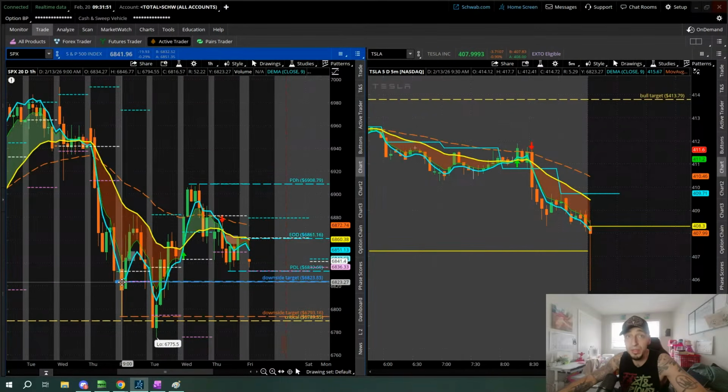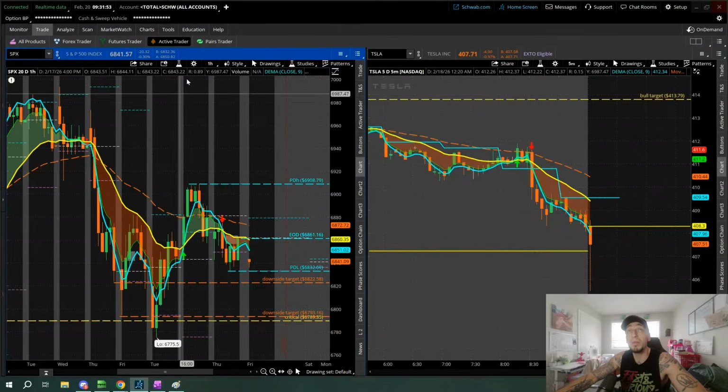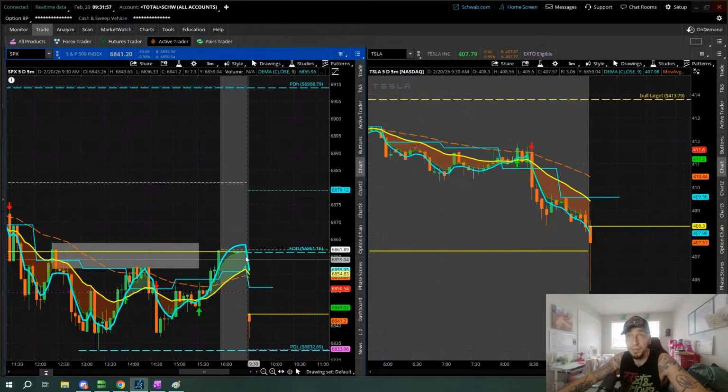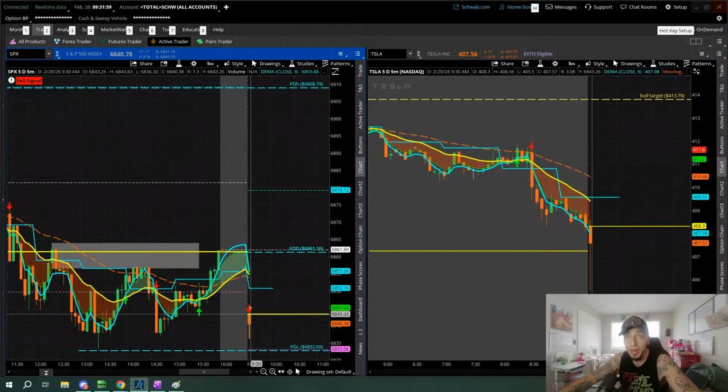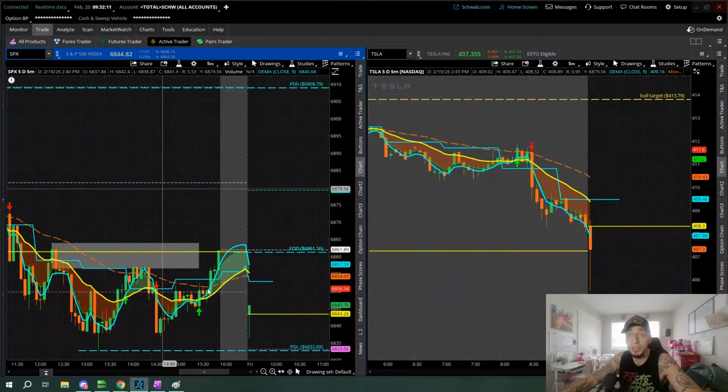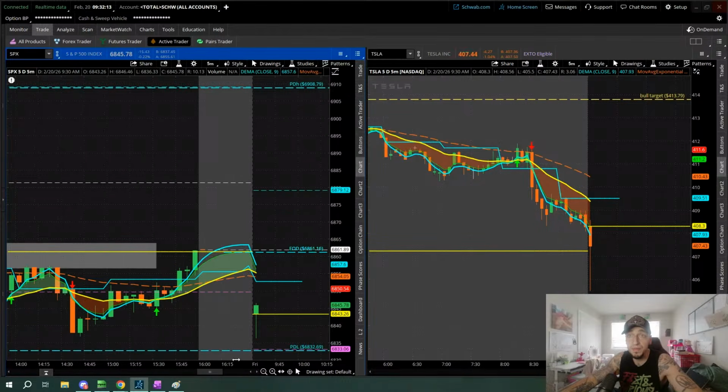My whole strategy is really built, well, the foundation of it was built off the gap fill. Right here, we have a massive gap between yesterday's close and today's open. So this right here is called the gap. This is the pre-market gap. Now, I always like to look at what it looks like when it gets filled.